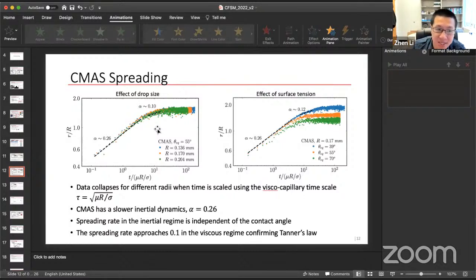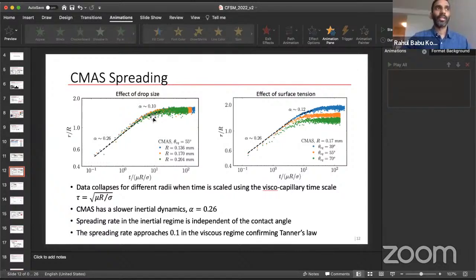I know this slope does not change with the droplet size, because when you change the different size of your droplet, this curve collapses. But what happens if you change the viscosity? For low viscosity fluid, do you still have a very short viscous region, or is it different?